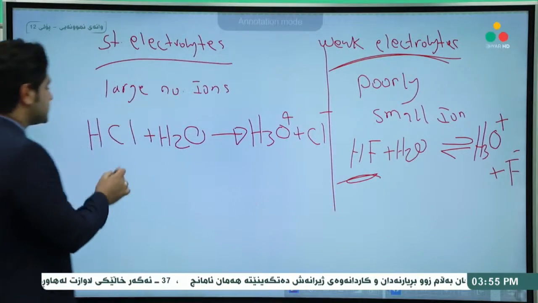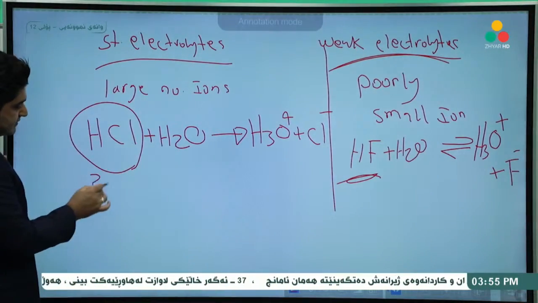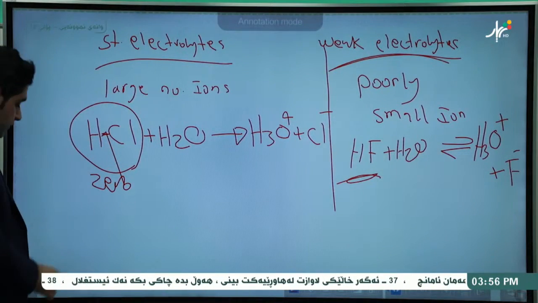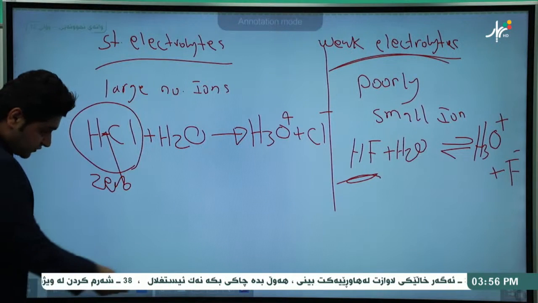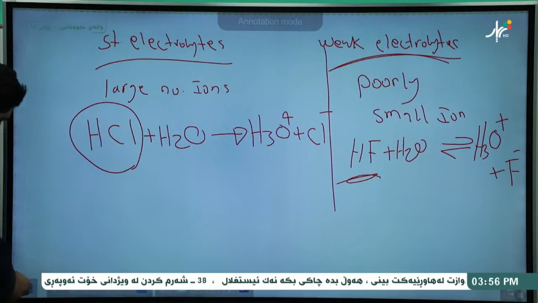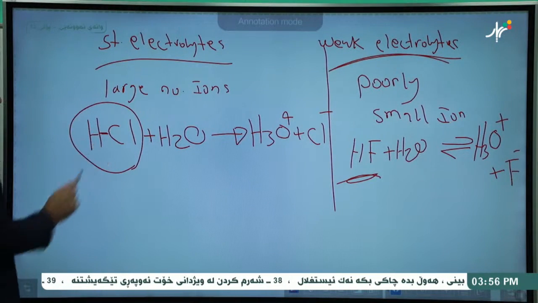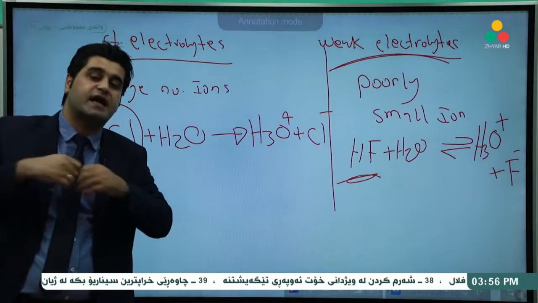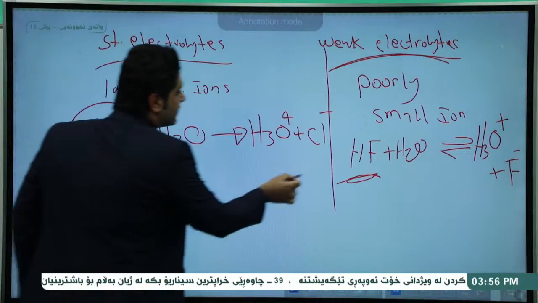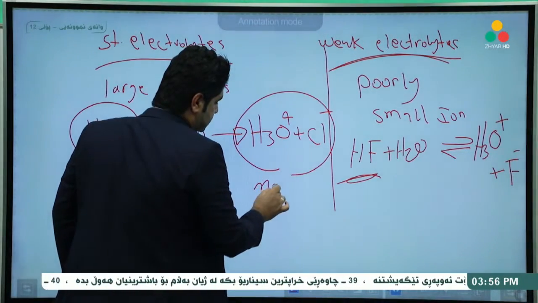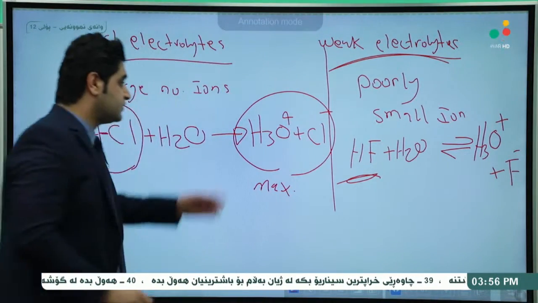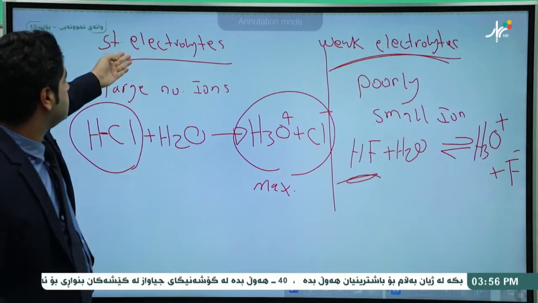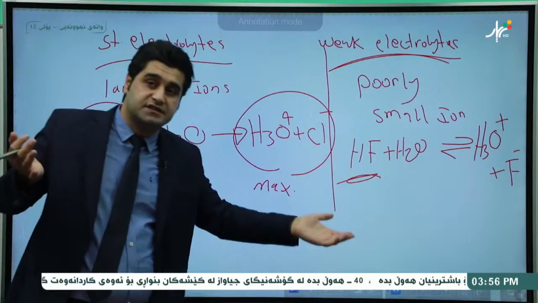So in here, the smallest concentration of the molecule is 0 because there's a weak attraction force between hydrogen and chlorine, so it will dissociate, it will ionize completely. In here, this is the maximum concentration of the ions. Too many ions can be produced by that one. That's why it's a strong electrolyte and can conduct electricity very well.